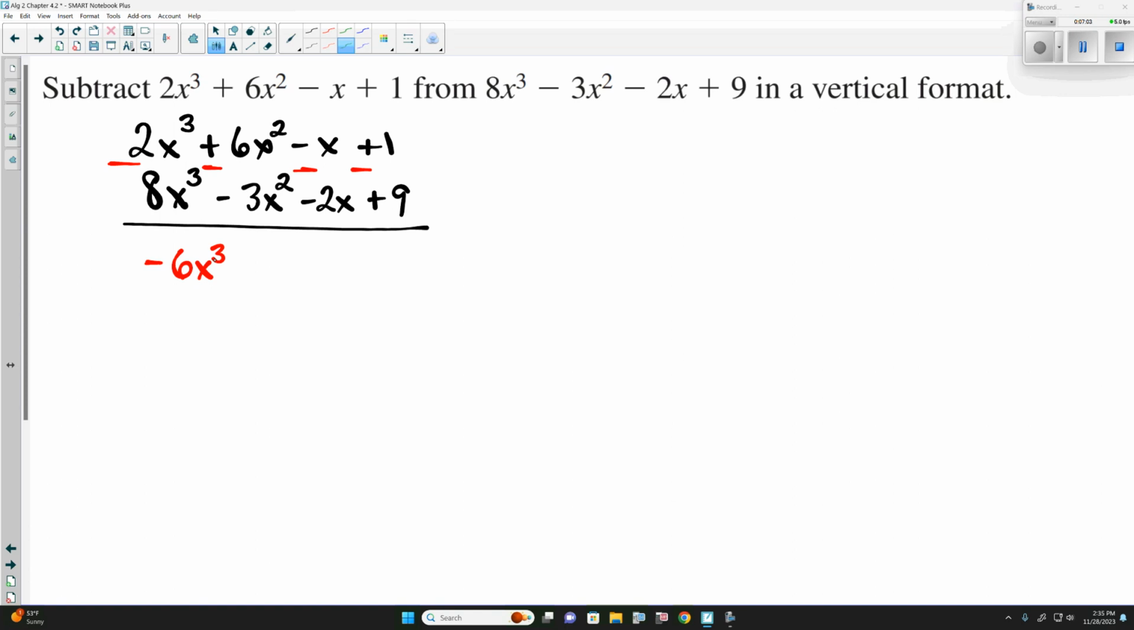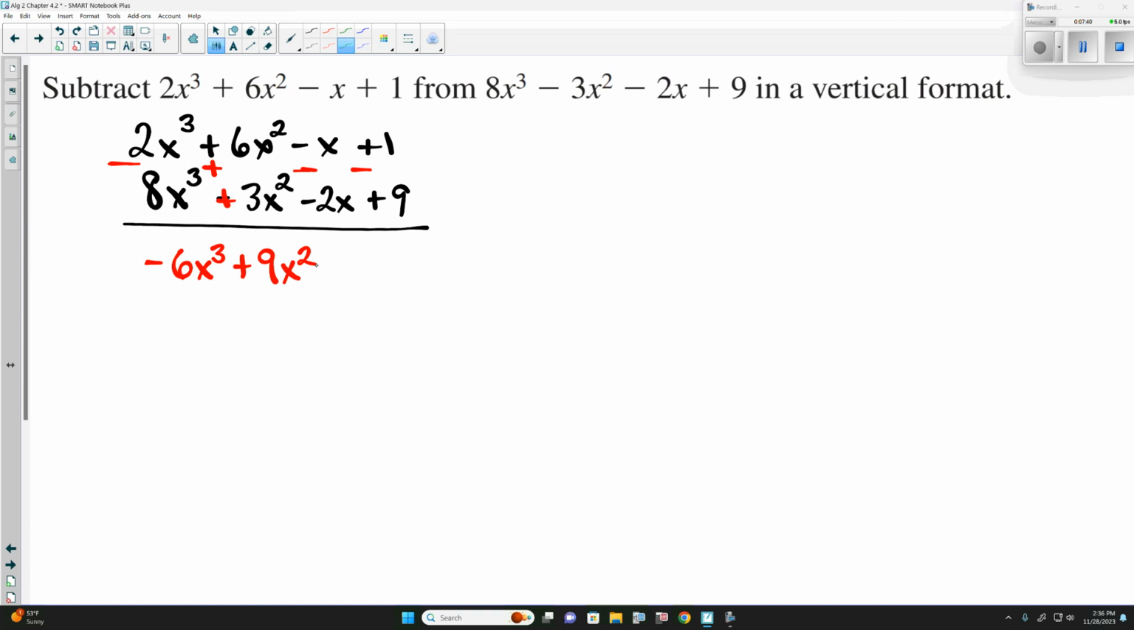6x squared minus negative 3x squared. Well, negative and negative make a plus. So 6x squared plus 3x squared is plus 9x squared. Now we can't type the whole thing into the calculator because the calculator needs a value for the variables. But we can type the numbers in front, because we could say 6 minus negative 3 in the calculator, which would give us 9, or 6 plus 3, and we add our x squared.